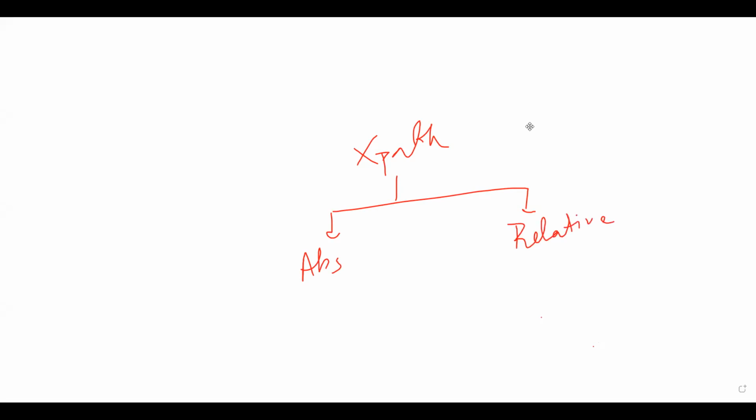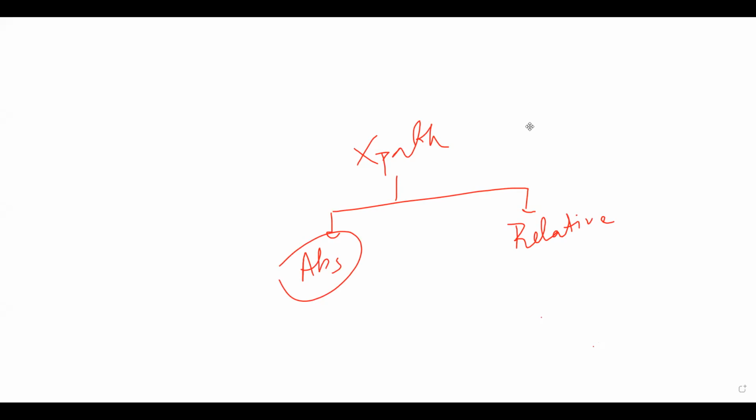First of all, we have to know what an XPath is. XPath can be of two types. Is my screen visible? One is absolute XPath, the other one is relative XPath. Can anyone tell me what is absolute XPath?